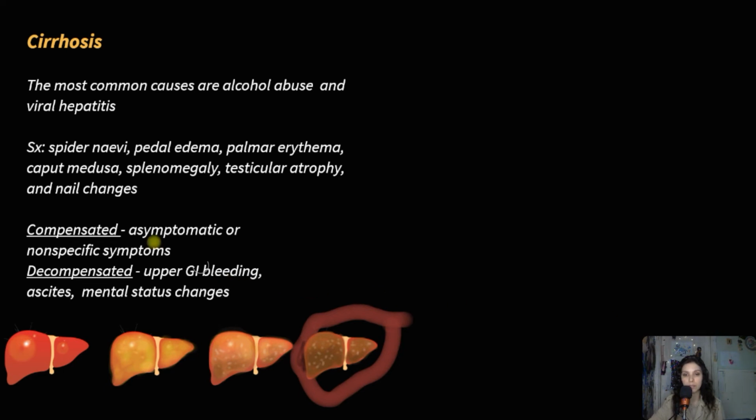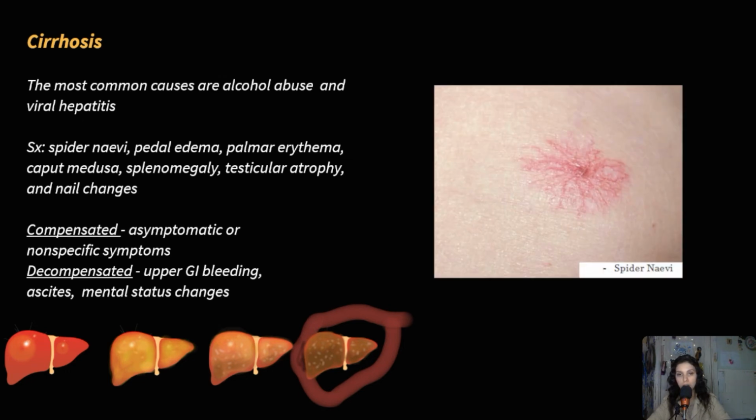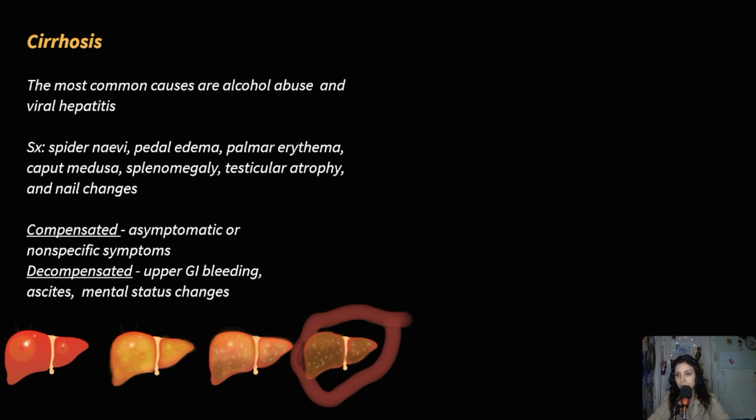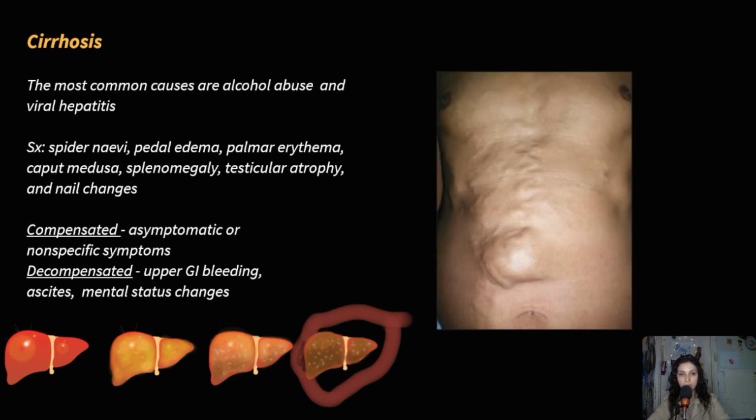And symptoms are spider nevi, like here. Also pedal edema, palmar erythema, and caput medusae, like here, splenomegaly, testicular atrophy, and nail changes. And it's important to know, is this condition compensated or decompensated?